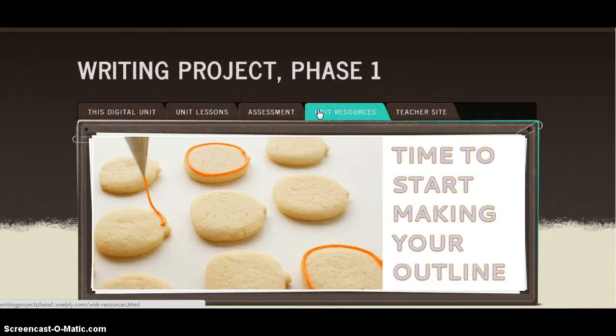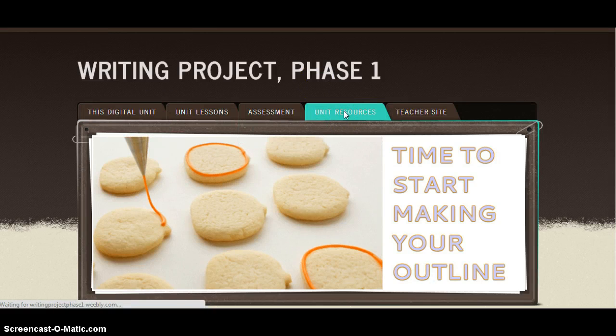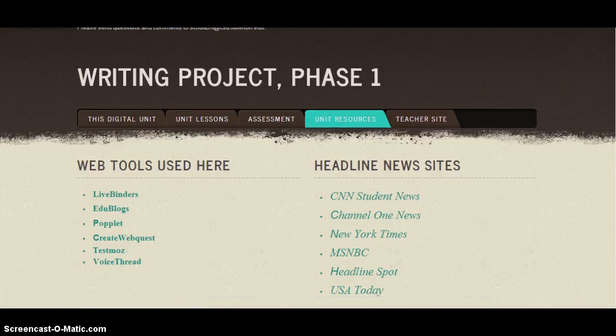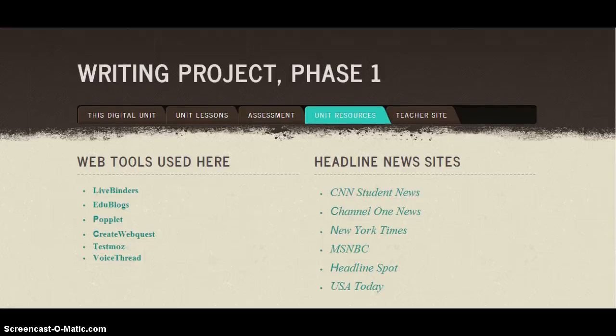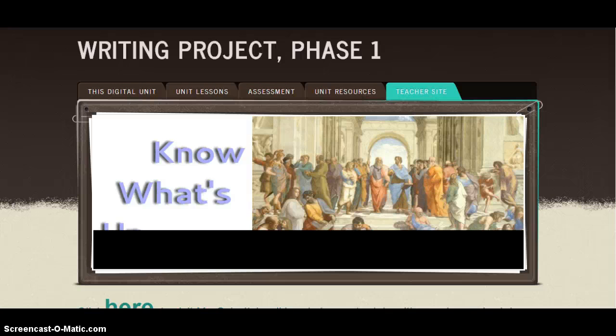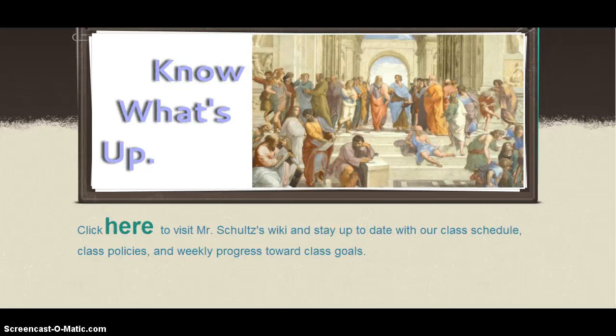So here we have unit. Let's go over unit resources first. Here's the web tools used, headline news sites that I recommended to them. Each of these is not the main page, but actually a page that's for students about social issues, or just about social issues. And a link to my teacher site. Same picture from my teacher site, so associate, know what's up.